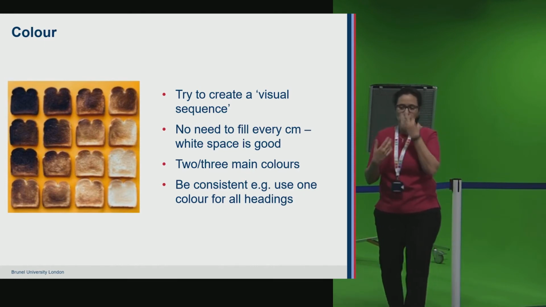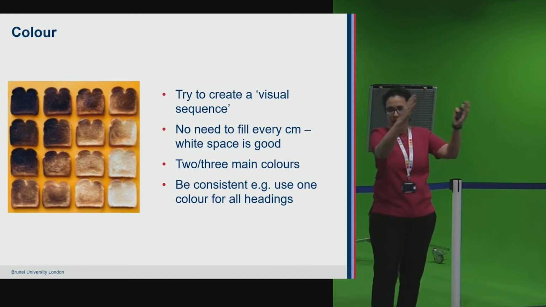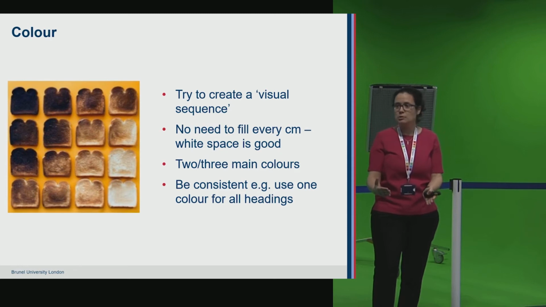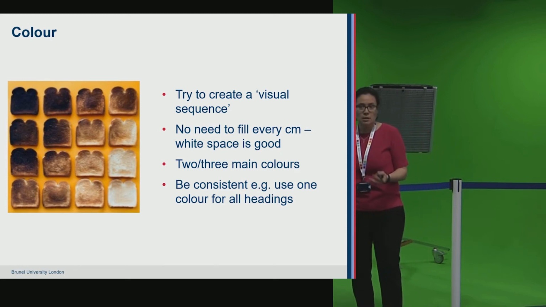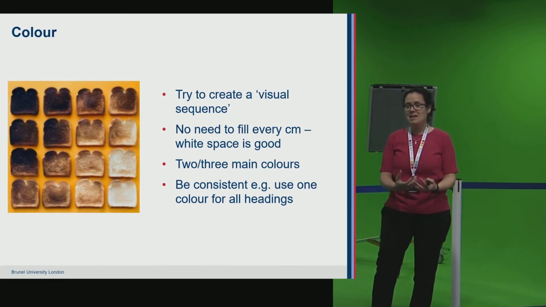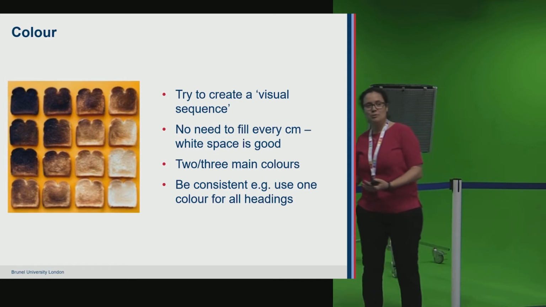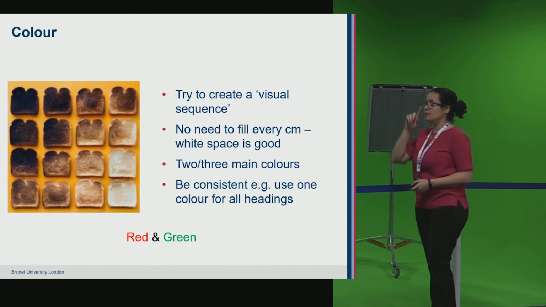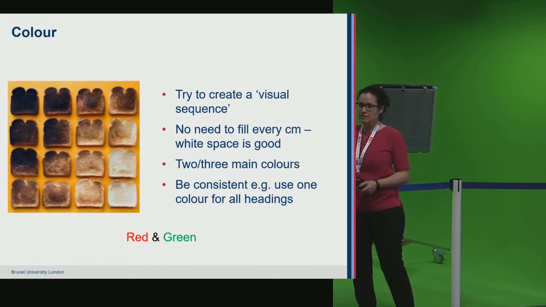So, for example, if you like black and white, you go black, gray, white. You have three colors that you use. If you like blue and white, that's blue, light blue, and white. Just don't go with two colors. You can make a nice sequence of colors.